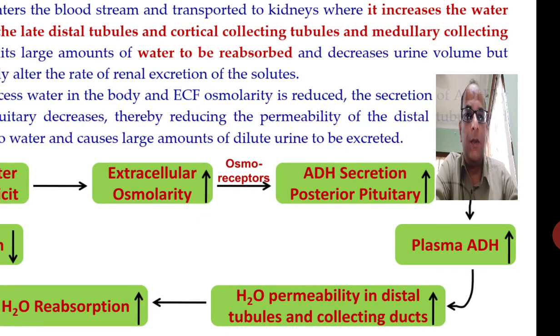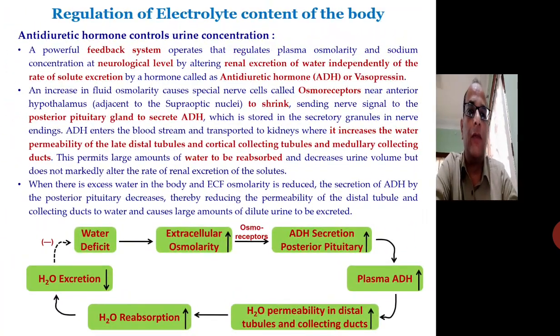So here you can see in this flow chart, whenever there is a water deficit, extracellular osmolarity increases, and the osmoreceptors become active. Then they signal ADH secretion by the posterior pituitary. The plasma ADH level increases. The water permeability in distal tubules and collecting ducts increases. Water reabsorption increases, and hence water excretion decreases. This negatively regulates the water deficit.